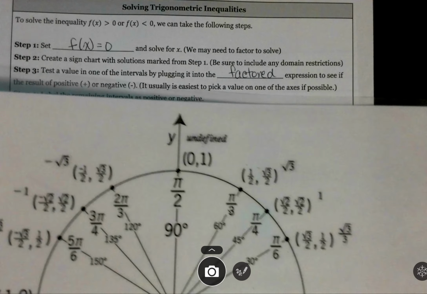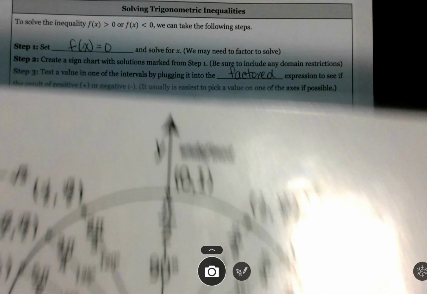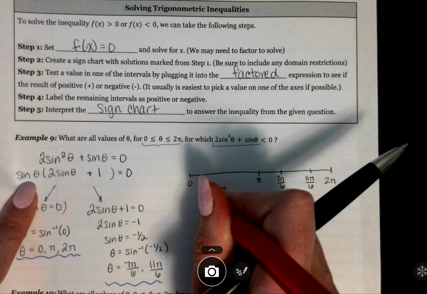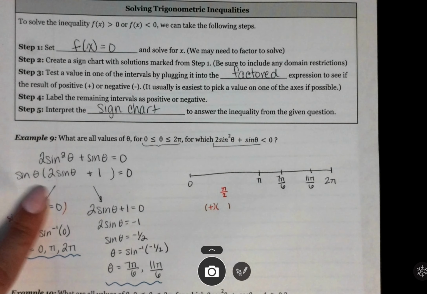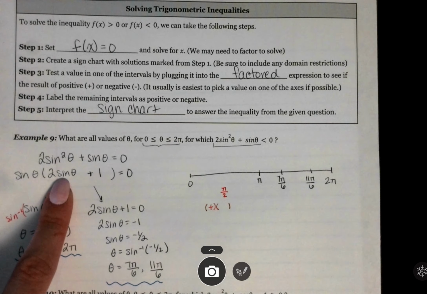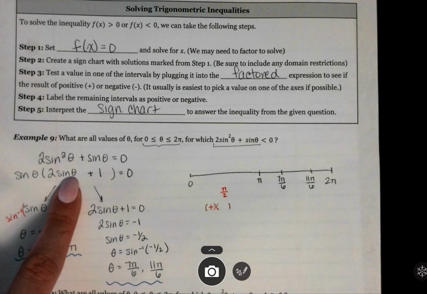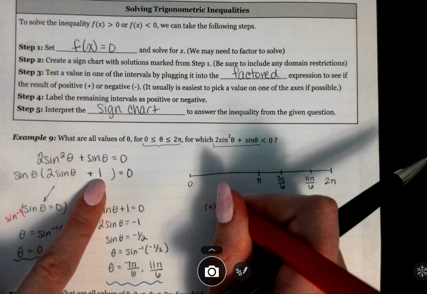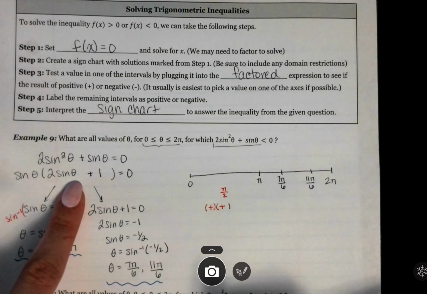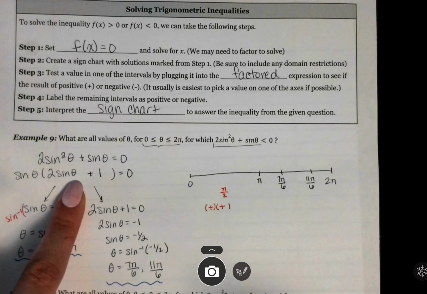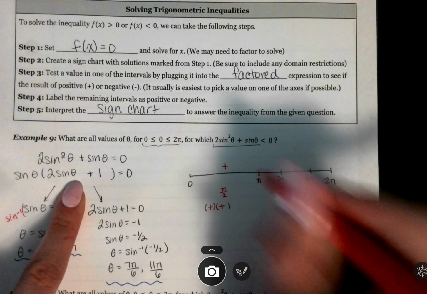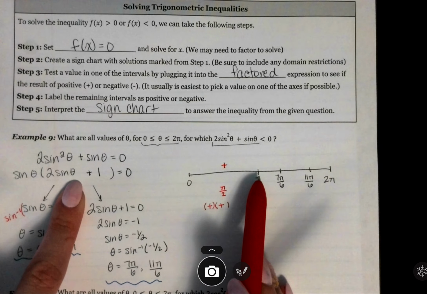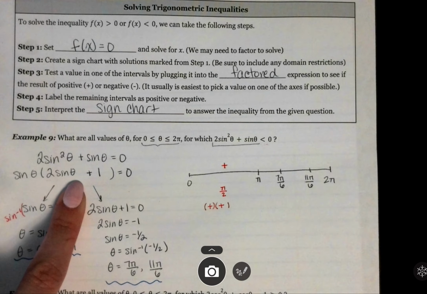And I'll show you. I'm looking here at pi over 2. A sine value is 1. And that is positive. So I just care about if it's positive or negative overall. So that's the first sign in my first parenthesis. In my second parenthesis, sine of pi over 2 is 1. I multiply that by 2. So this is 2 plus 1 is 3, which is still positive. So I have positive times a positive, which will give me an overall positive answer in this interval. So I know between 0 and pi, my graph is above the x-axis, which is not what I want since I want things less than 0.